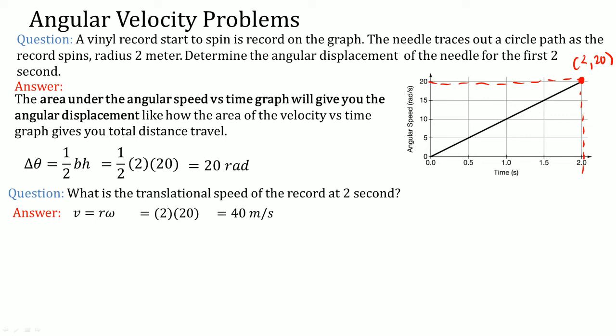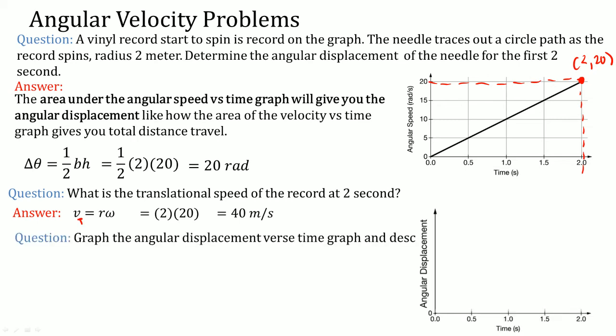This is the translational speed. You might see this written as V of t. Next, graph the angular displacement versus time.